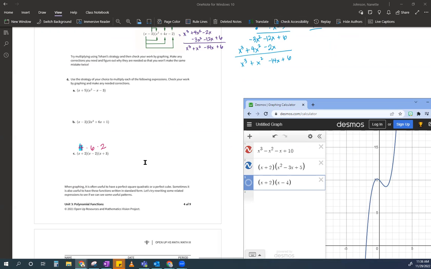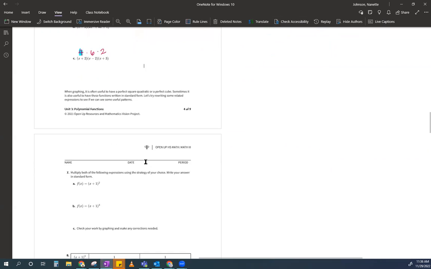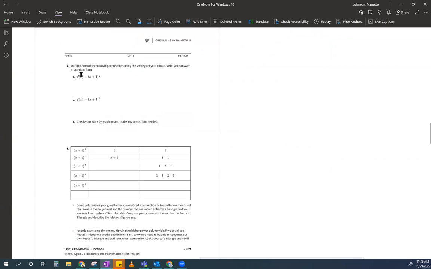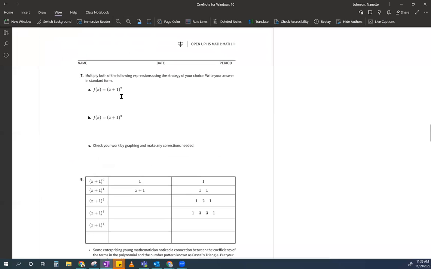I'm not even going to have you practice right now just because we're running short on time. So this one here, number 7, it says multiply both of the following expressions using the strategy of your choice, write your answer. Okay, the very first thing that you need to remember is what the heck squared means. What's the definition of squared? What is that definition of squared?